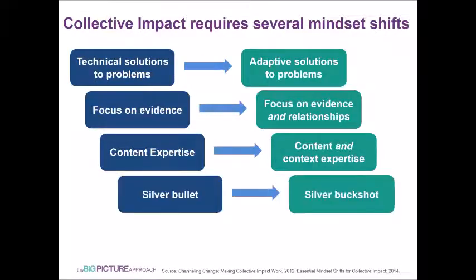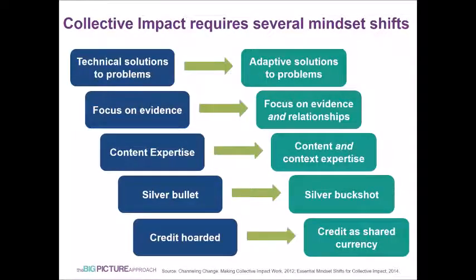This notion of silver buckshot is another important one. So it's not just having one silver bullet program, but really a collection of initiatives and programs and efforts that are moving in the same direction. And then lastly, this one is probably the hardest, but super important, is that it's not just about credit for your own organization, but it's about sharing that credit across organizations so that you're really focused on achieving success on the common agenda, which is going to require multiple organizations getting credit, not just one.